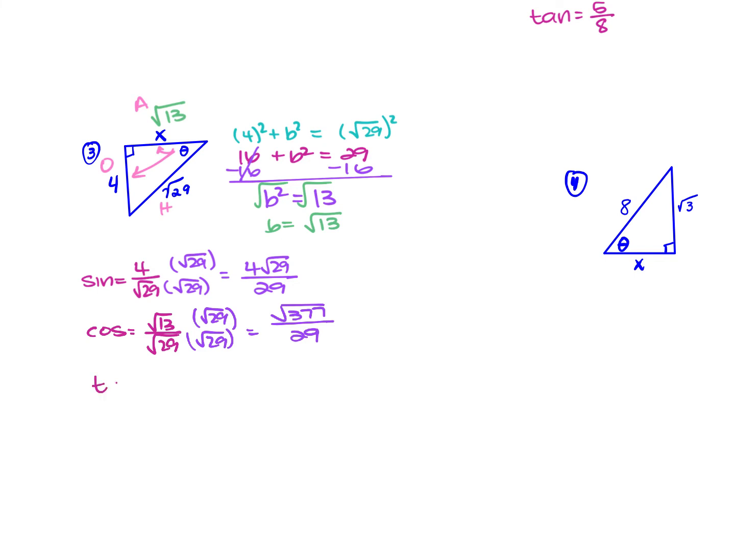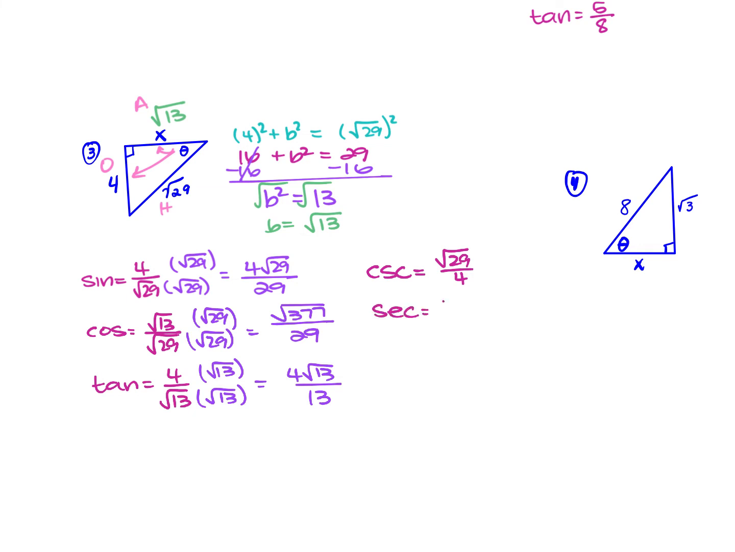Move on to your tangent. Tangent is opposite over adjacent. So that's 4 over the square root of 13. Multiply top and bottom by the square root of 13. And that gives you 4 square root 13 all over 13. Find the reciprocals of these now. Your reciprocal of sine is cosecant. So flip the 4 over the square root of 29. That's the square root of 29 over 4. The reciprocal of cosine is secant. That gives you the square root of 29 over the square root of 13. You multiply top and bottom by the square root of 13.